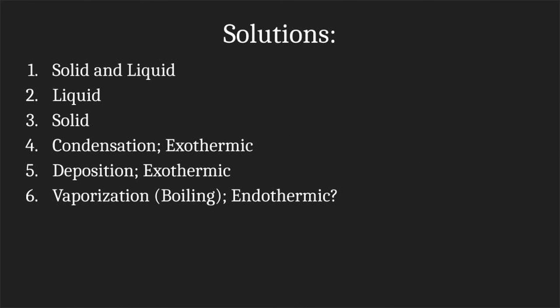The solutions are as follows. Solids and liquids have a definite volume. Liquids have a definite volume but an indefinite shape, and solids have their particles arranged in a crystal lattice. When we go from a gas to a liquid, it's called condensation and it is an exothermic process. When a gas turns into a solid, it's deposition, which is also exothermic. And then when we have a liquid go to a gas, it's called vaporization or sometimes boiling, which is an endothermic process. Hopefully you got these.